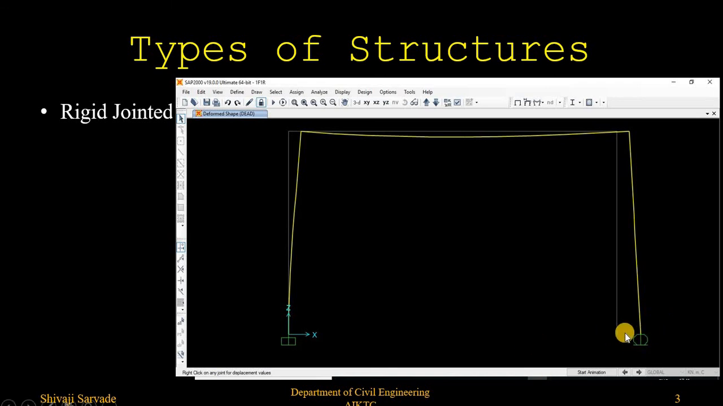If I make this support fixed, then all 3 again I am constraining, so you will have only 3, which is nothing but 1 horizontal translation because both are the same, and 2 independent rotations.